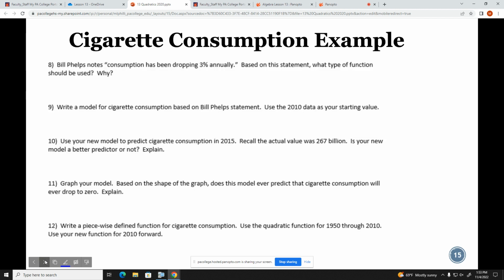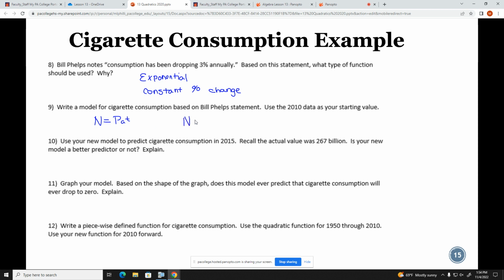All right, so noted in the article, there was this gentleman, Bill Phillips, and he says that consumption has been dropping 3% annually. So based on the 3%, I'm thinking, what function should I use? And the answer there is exponential. And the reasoning is because exponential is for constant percent change. And then we're to write a model. So exponential is an N equals P times A to the T model.